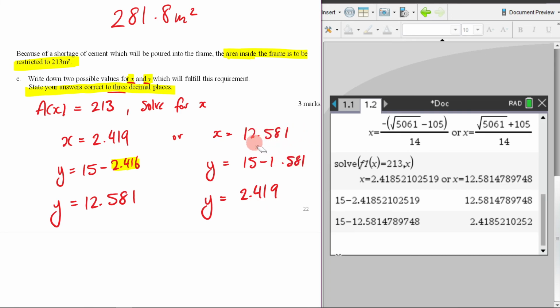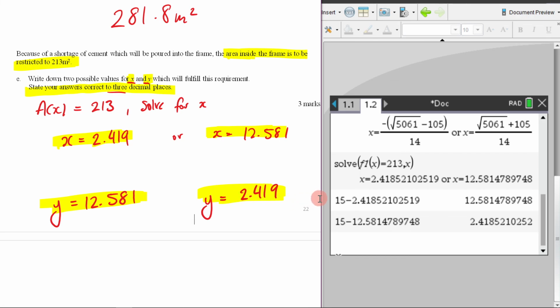So our answers, and I'll just highlight our answers here so we're all on the same page. I might just get rid of this line here, it just makes things a little bit more confusing. These are our answers. This is my x. This is the corresponding y. This is the x. This is the corresponding y. That's how you do that question, everyone.